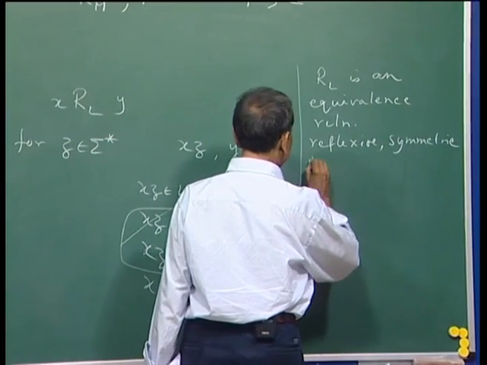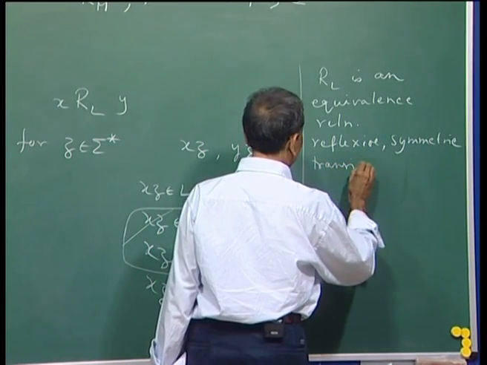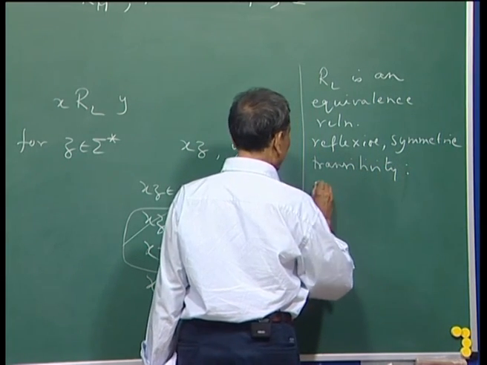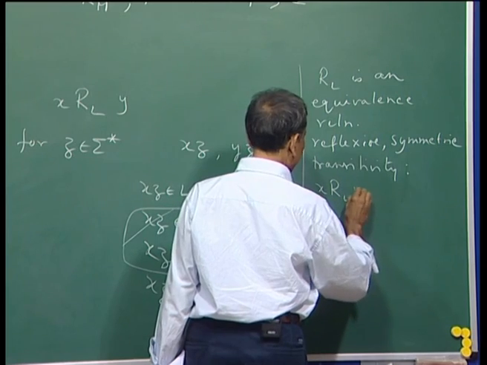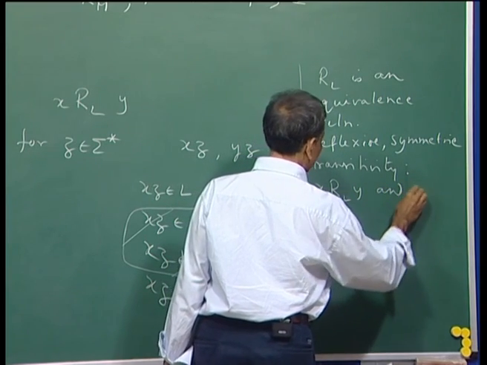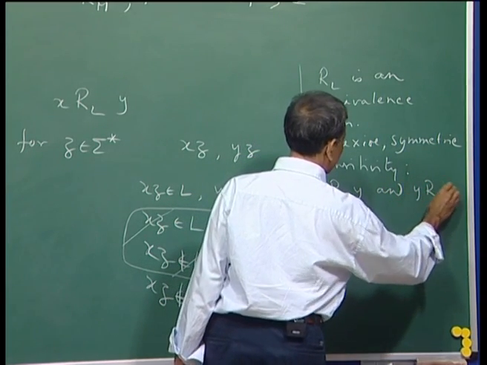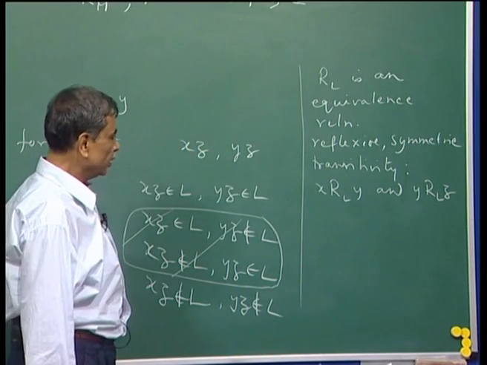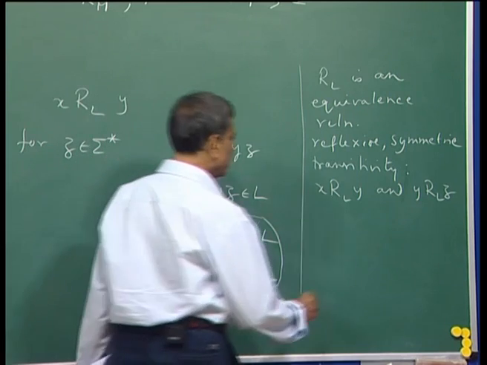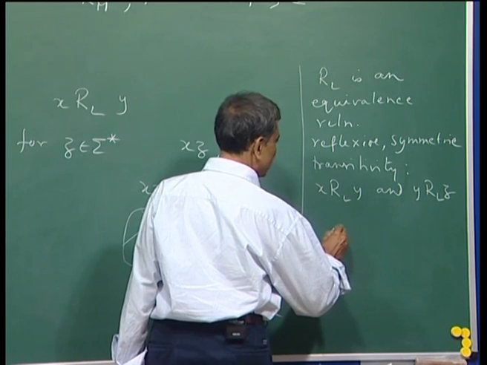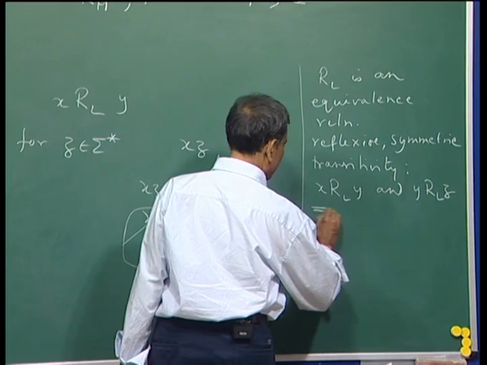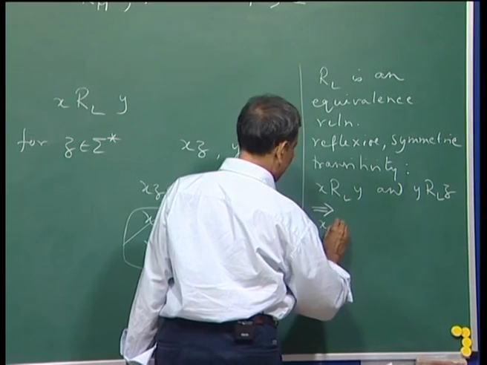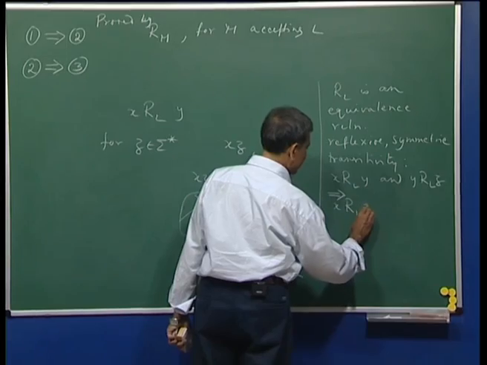And finally, transitivity, let us check. Suppose that x R_L y and y R_L z, and what I would like to show is that if x R_L y and y R_L z, then x R_L z.